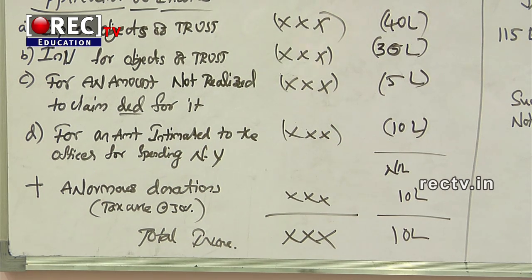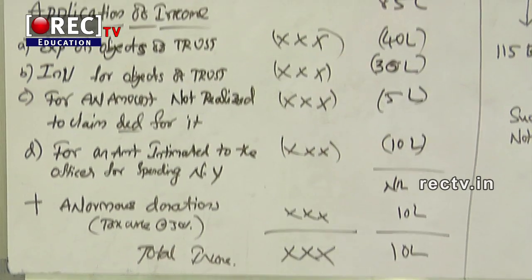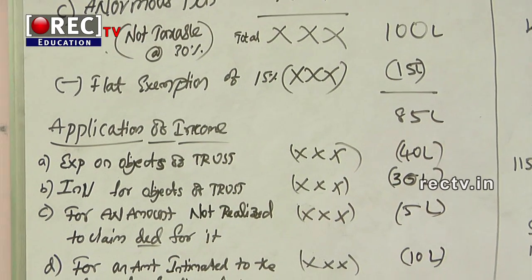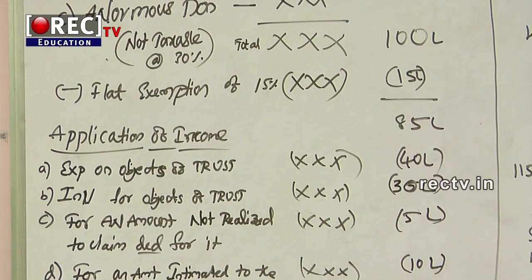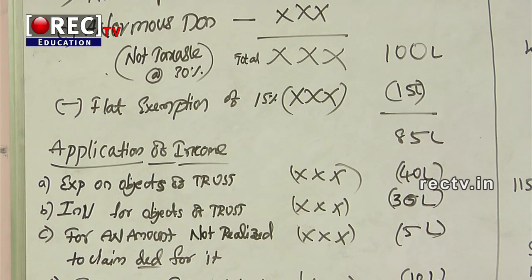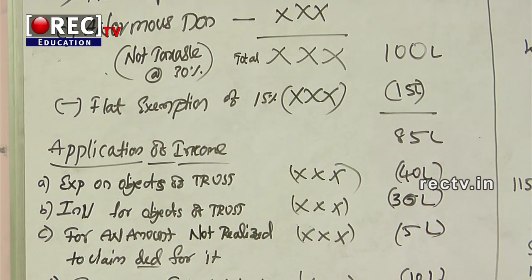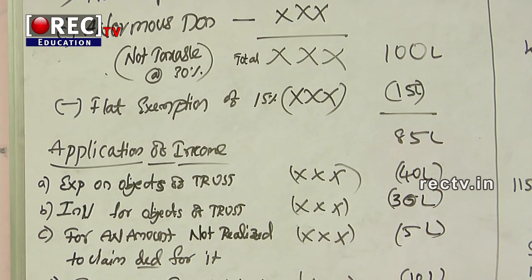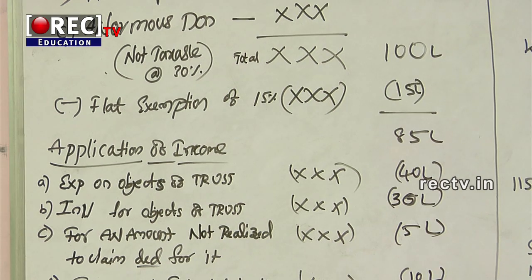And C, for an amount not realized, claim deduction for it. We should also deduct it from income, so it is treated as expenditure. D, for an amount intimated to the officer for spending next year, it is an expenditure that is incurred for next year, but we have informed the officer presently, so it is also treated as a current year expenditure. After that, we get the net amount. To that, an anonymous donation taxable at the rate of 30% should be added to such income, so we will get total income. Now there are some notes.